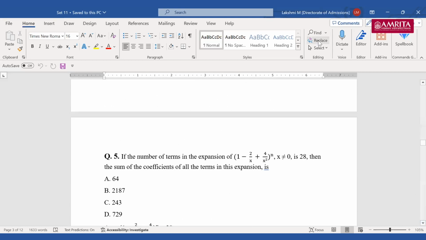Okay. Now coming to the next question. If the number of terms in the expansion of 1 minus 2 by x plus 4 by x square whole raised to n, given x is not equal to 0, that is very much important, is 28.